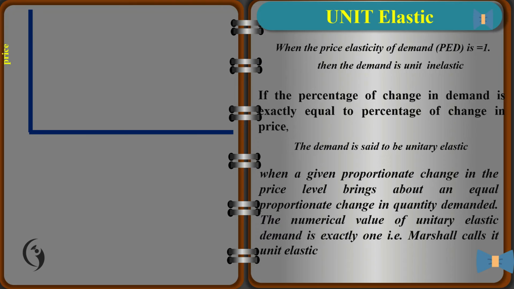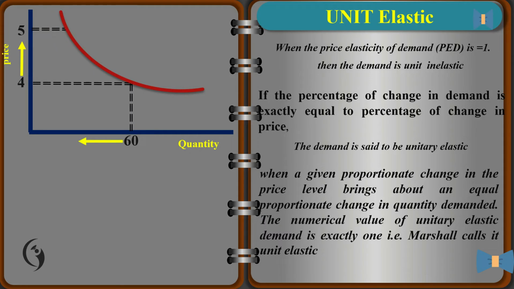Unit elastic. When the price elasticity of demand is equal to 1, the demand is unit elastic. If the percentage change in demand is exactly equal to the percentage change in price, the demand is said to be unitary elastic, when a given proportionate change in the price brings about an equal proportionate change in quantity demanded.